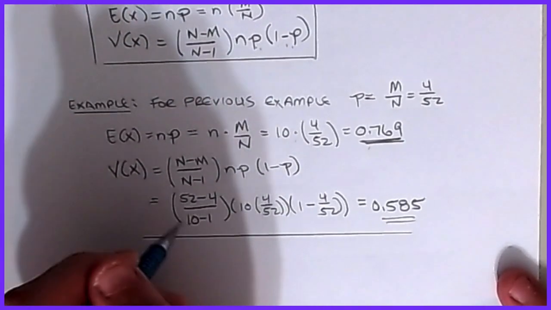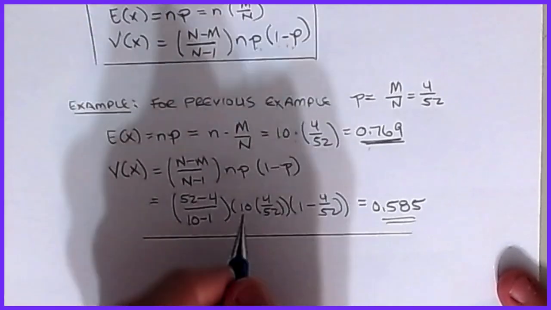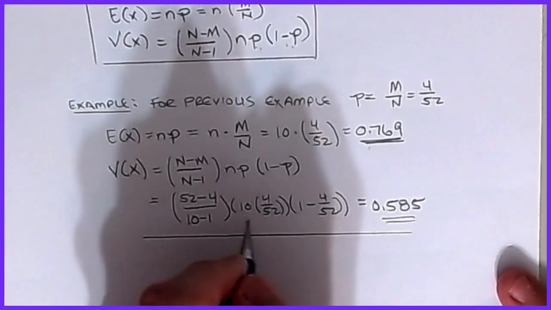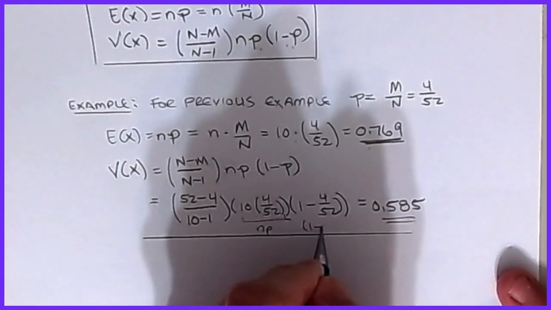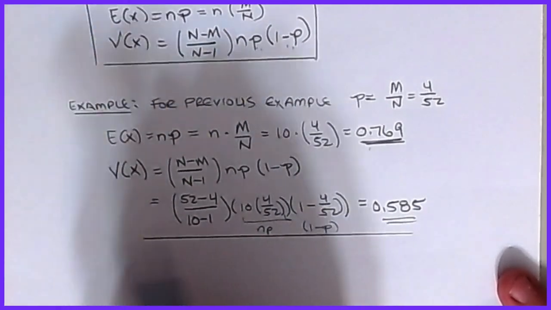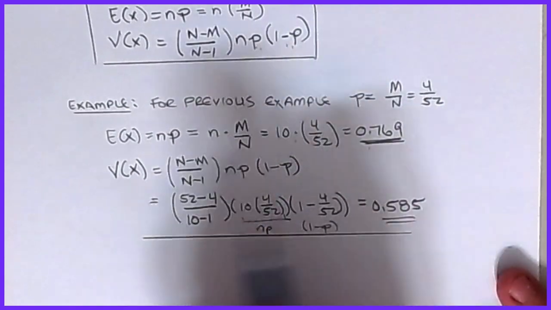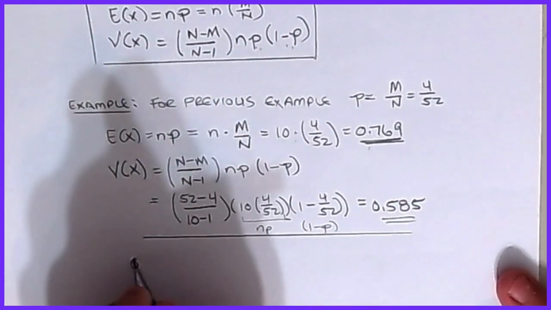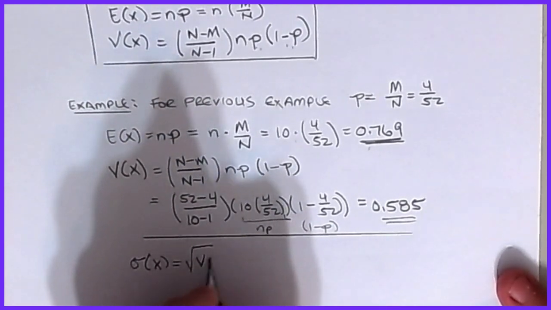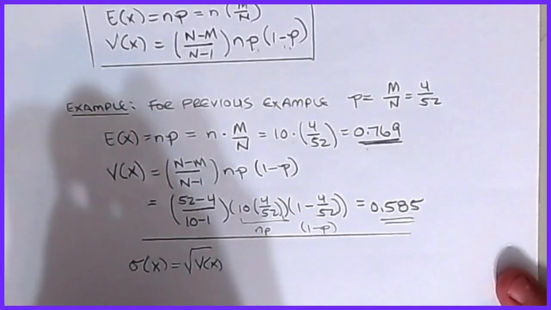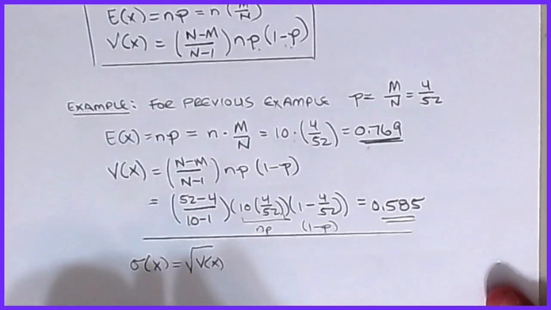Okay, the variance of this then, if I plug in the math to our equation, you can see that we're doing 52 minus 4 and 10 minus 1. Okay, and then I'm doing 10 times 4 over 52. So again, this term is n times p. This guy is 1 minus p. Okay, and then our math becomes 0.585. And with this, I could easily do the standard deviation of my random variable x, which would be the square root of that, whatever the math ends up showing. Okay, so that's all there is to doing these.